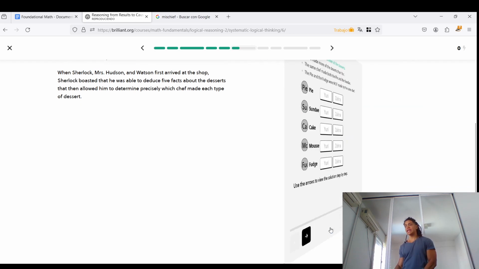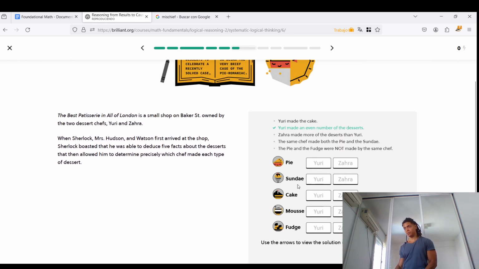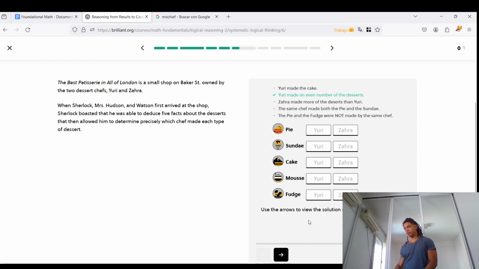And if you want to take a look at the explanation, it is this. So Judy made the cake. Okay? That's a fact. Use the arrow to see the solution. That's right. So the first fact, and again we're working on facts, states that Judy made the cake. So let's start by indicating that.